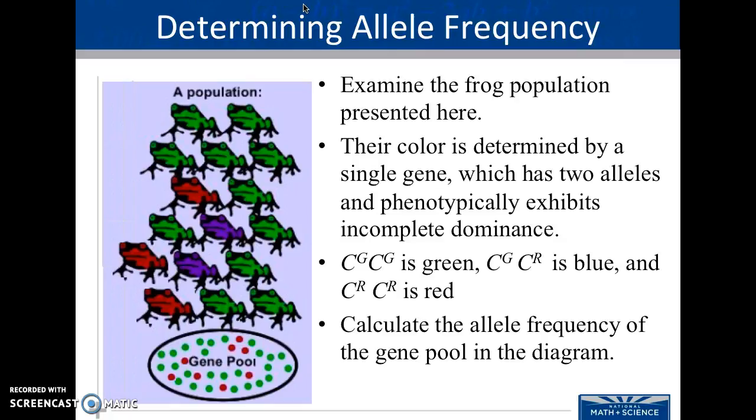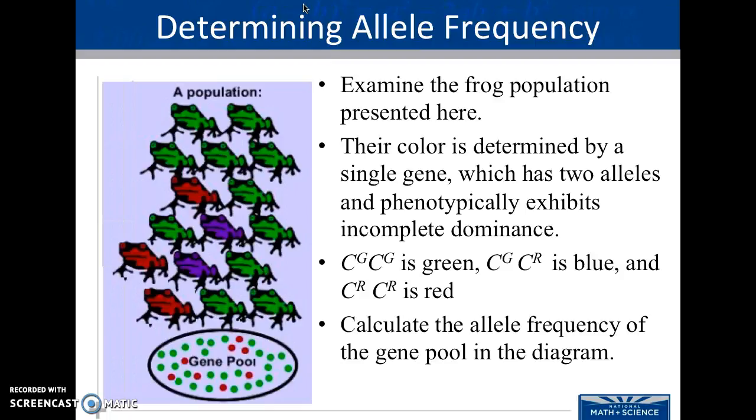To determine the allele frequency of a whole population, let's look at our very simple frog population. On the left, the color is determined by a single gene, which has 2 alleles or 2 options, and when you have the 2 different alleles, it's going to exhibit as incomplete dominance, or a totally different color. We know if one is totally dominant, it will always mask the other. This is not the case with our colored frogs. If the frog has 2 G alleles, it will be green. If it has 2 R alleles, it will be red. And if it has 1 G and 1 R, it's going to be, it says blue, but purple.